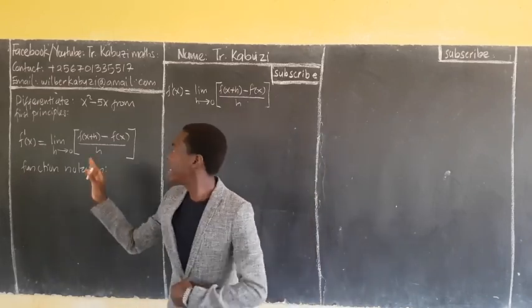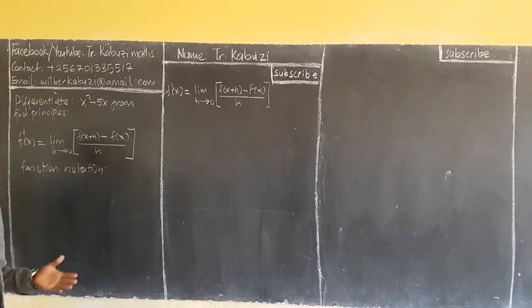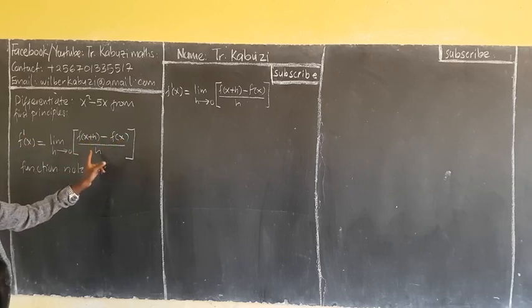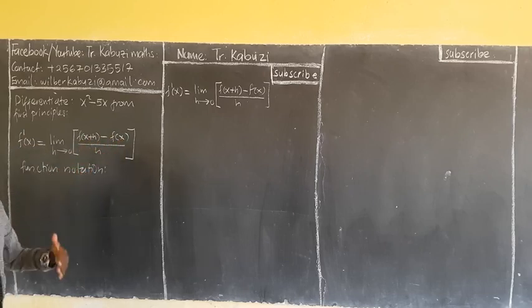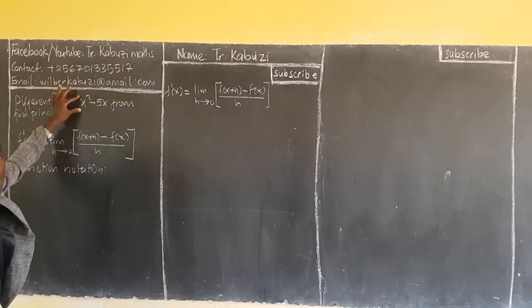This is the formula for the function notation, and you always use it to differentiate functions from first principles. What it says is, if we have a function f of x, its derivative is going to be the limit as h tends to 0 of f of x plus h minus the function, over h. This h is a very small change. So this is the function we want to differentiate.